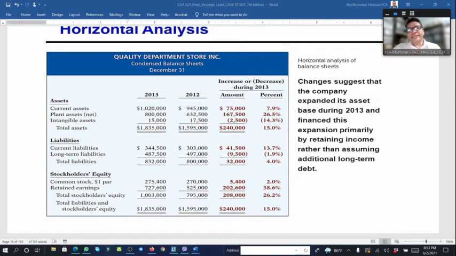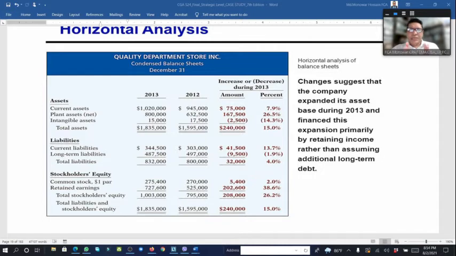Horizontal analysis is what would be the difference with the base year. If we see here, base year 12 and present analysis for 13. So here, if you see current asset, 75,000 is the increase. That means a 7.9% increase from the base year 12. So what is happening here? Look here, intangible asset minus 14%. Overall asset increase 15%. And in the same way, stockholder equity increase 15%.